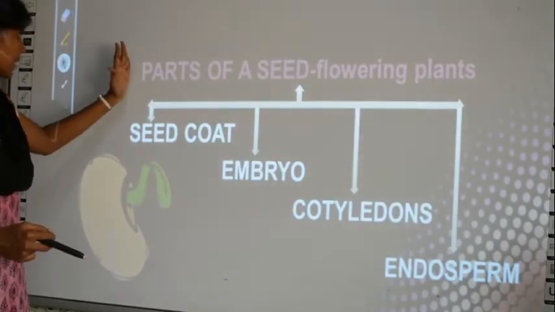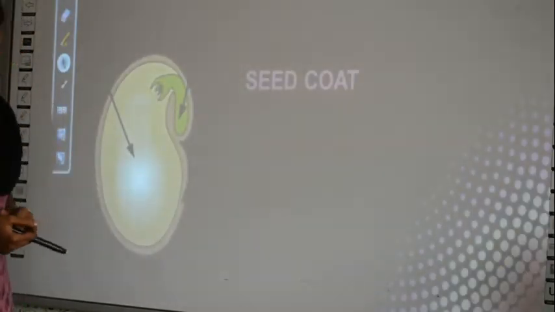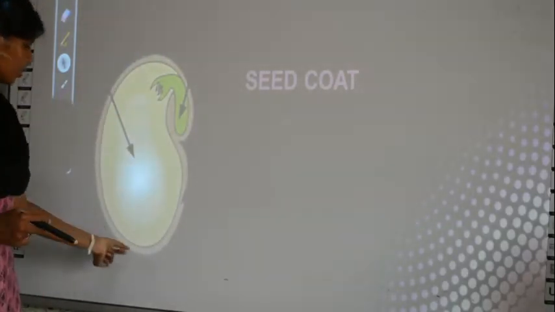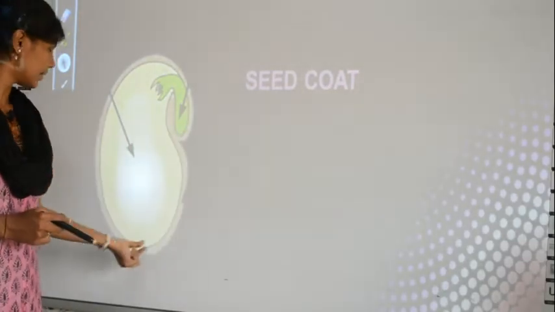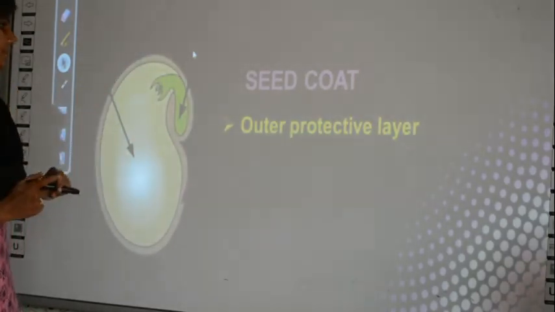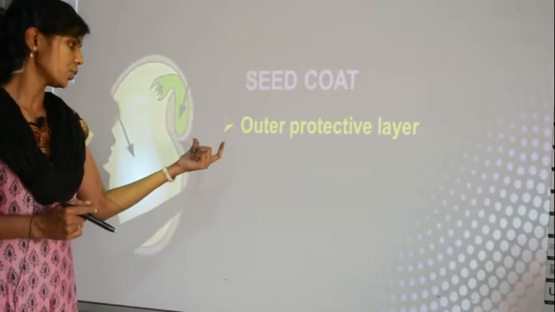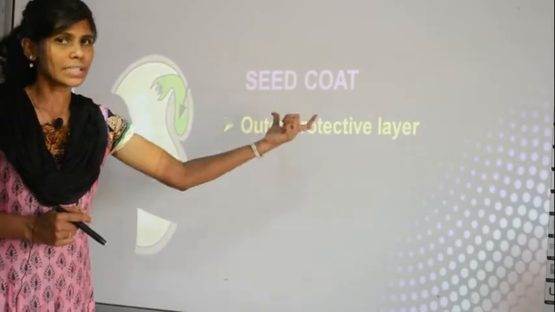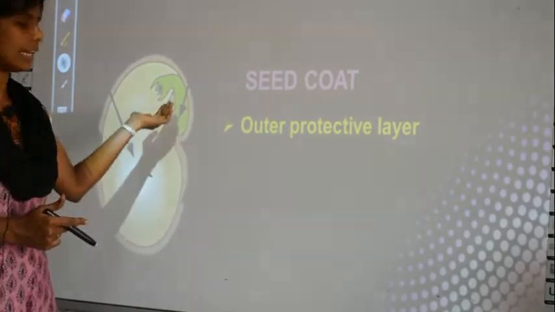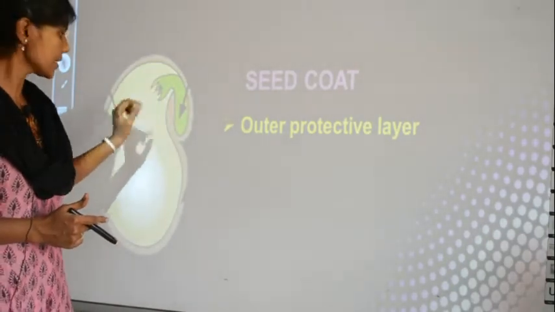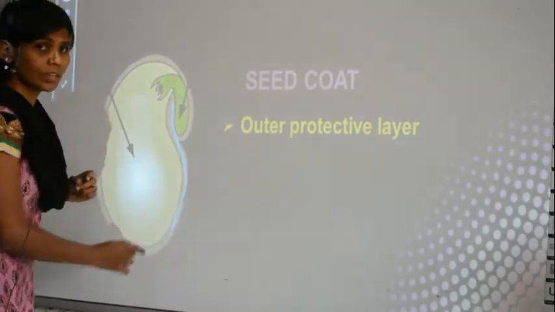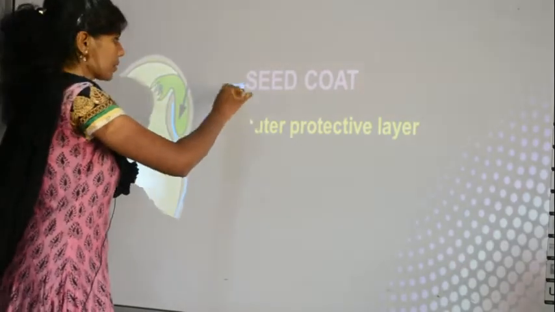So what is the first part? The seed coat, right? Again I have shown the picture of a monocotyledonous plant. See, here you can see the seed coat very clearly. The brown color outer covering is the seed coat. To describe the seed coat, it is the outermost protective layer. Why is it called outermost? Because it is the outermost layer of a seed. This is the entire seed and this is the outermost layer, which is the seed coat.